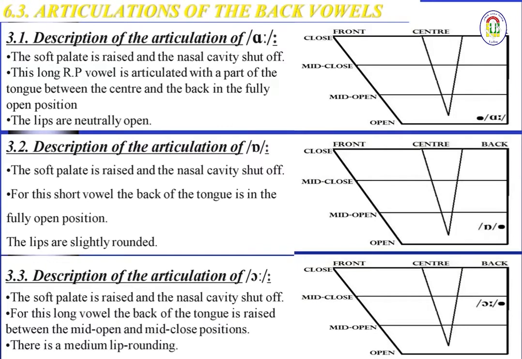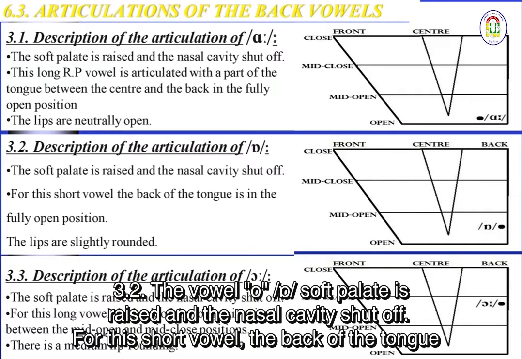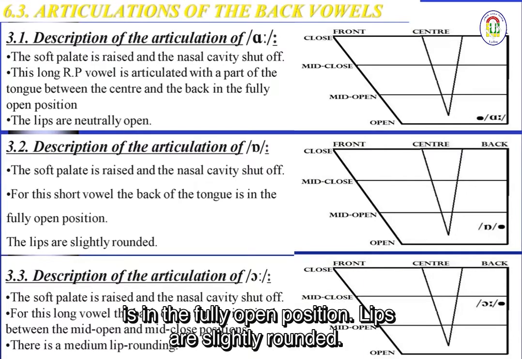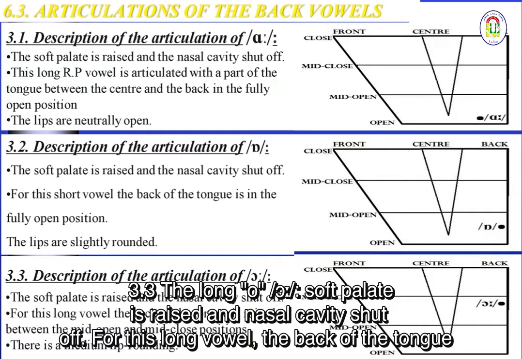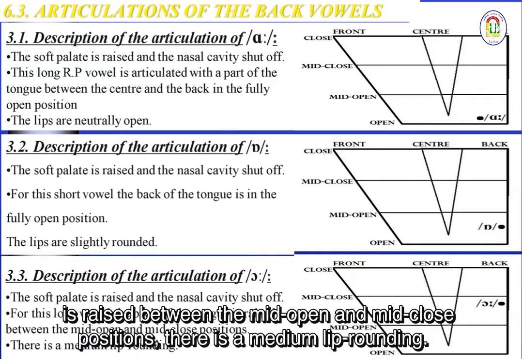The short O, soft palate raised and nasal cavity shut off. For this short vowel, the back of the tongue is in the fully open position. Lips are slightly rounded. The long O, soft palate is raised and nasal cavity shut off. For this long vowel, the back of the tongue is raised between the mid-open and mid-close positions. There is a medium lip rounding.